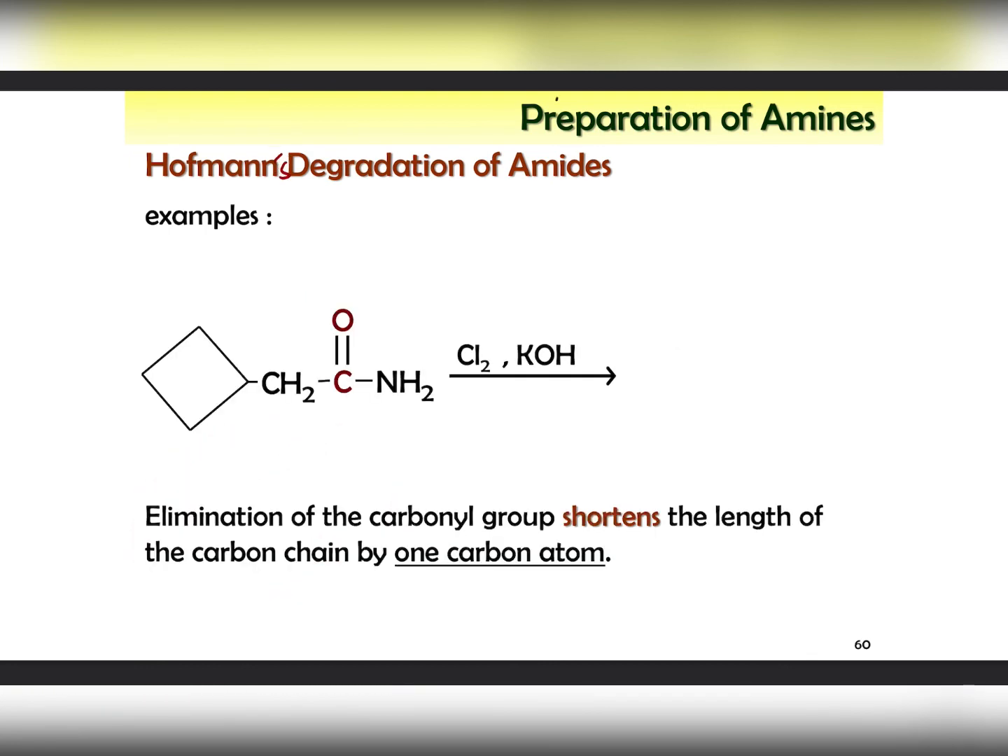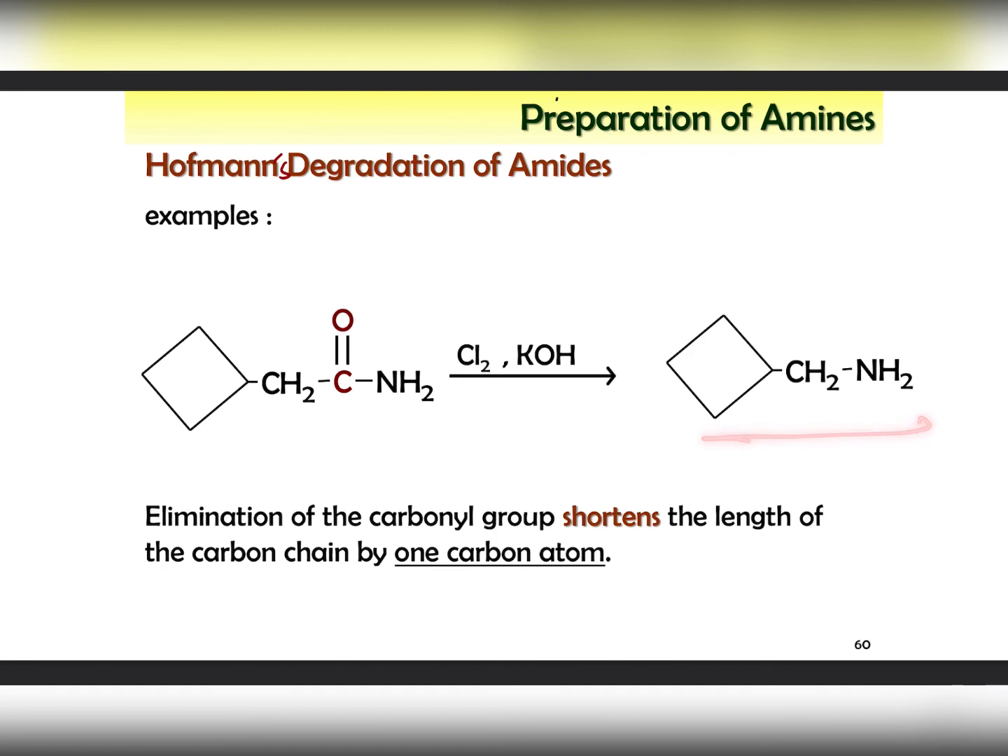So let's have a look at this example. So untuk this one, kita ada C double bond O dekat sini. And you akan remove this C double bond O because we are reacting with this reagent Cl2 and strong base KOH. So kita akan eliminate the carbonyl C double bond O and you will shorten the carbon kurang dengan 1 carbon. So you will get this product.